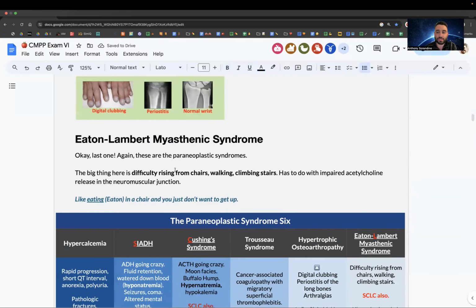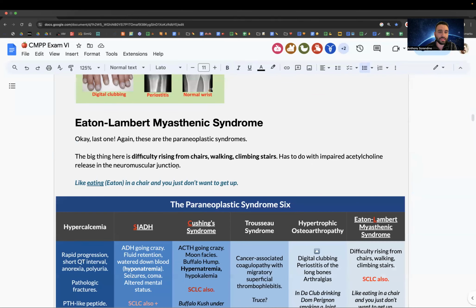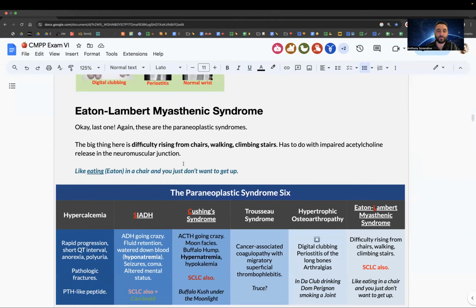Okay. The last of the paraneoplastics here is Eaton-Lambert myasthenic syndrome. You're going to remember this because when you're eating in a chair, you just don't want to get up. So Eaton-Lambert is going to have to do with difficulty rising from chairs, walking, and climbing stairs. All right. The pathophysiology behind this is impaired acetylcholine release at the neuromuscular junction.